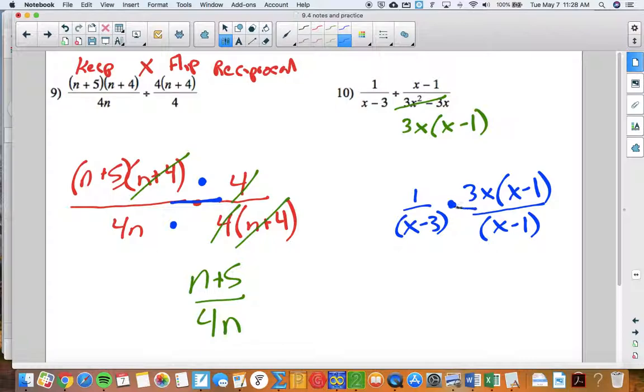And now the top is getting multiplied with the bottom. I turned this into multiplication, and we multiply straight across. So the top is just getting multiplied with the top, so it's 1 times 3x times the quantity x minus 1. And the bottom, it's the bottom times the bottom, so x minus 3 times the quantity x minus 1. There we are. So let's reduce. Boom, boom. You get the final answer of 3x over x minus 3. 2 left.